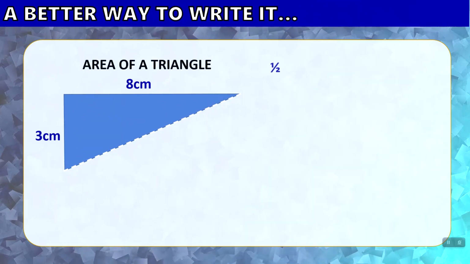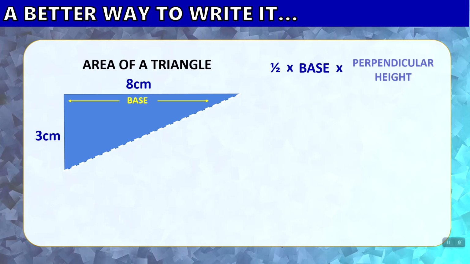But here's an even better way to write it. Half times the base, this is considered the base of the triangle, multiplied by the perpendicular height. And here is the perpendicular height. We know perpendicular refers to a line that runs perfectly straight up and down that hits a base at 90 degrees. And so when we multiply a half times, in this case, the base, which is the side that runs normally from left to right, and we multiply it by the perpendicular height of 3, again, half of 8 is 4, multiplied by 3, it gives us 12 centimeters squared.